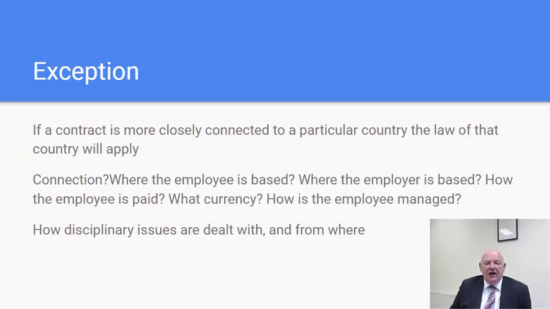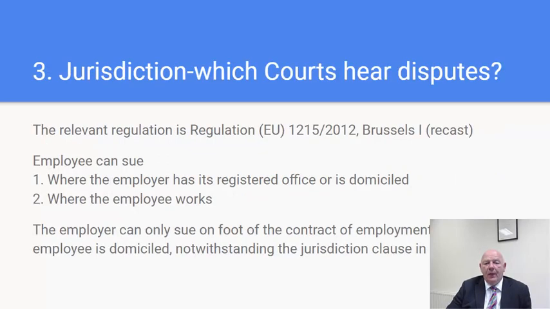And in terms of deciding what is a connection, factors that would be looked at would include where the employee is based, how the employee is paid, what currency he or she is paid in, how the employee is managed, how disciplinary issues and grievances and so on are dealt with, and from where. So there may be an HR office set up or situated in one particular country. These are all factors that would be looked at in determining whether there's a particular connection of an employment contract to a particular country or not.